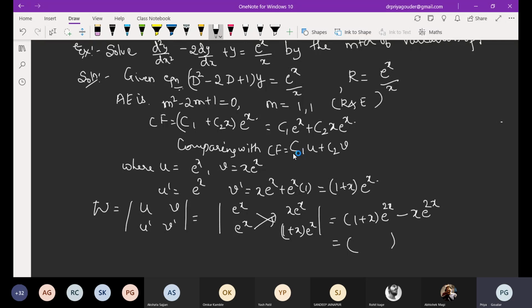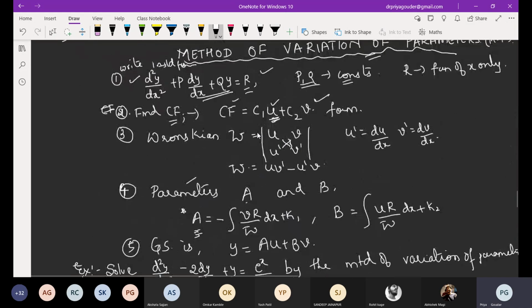What is common? e raised to 2x. What will you get here? From here 1 plus x, from here you will get a minus x. Tell me the simplification. e raised to 2x. Yeah, x will be cancelled. You will get 1 into e raised to 2x. This is w. So it is a function of x again.